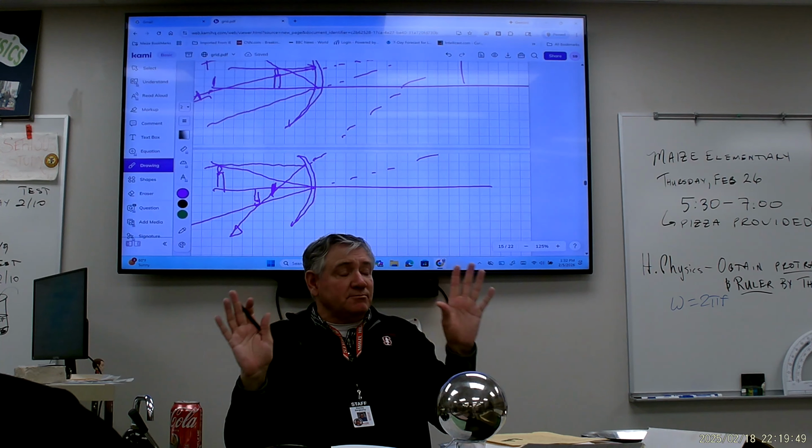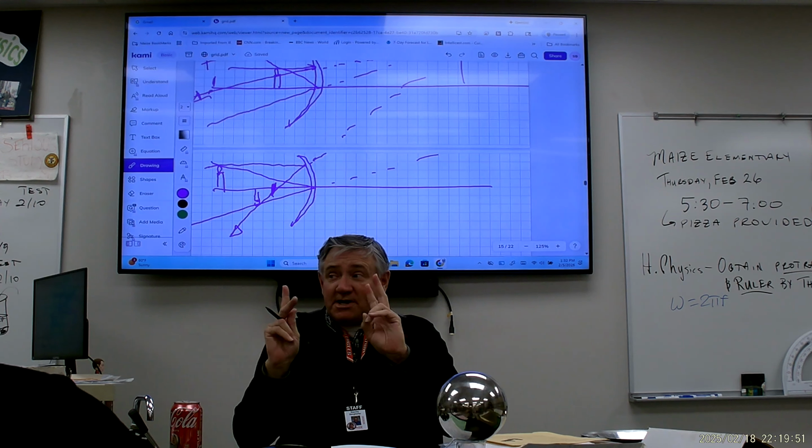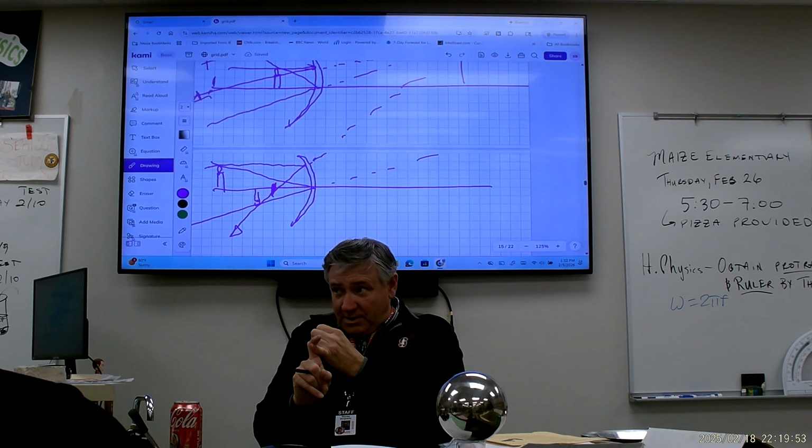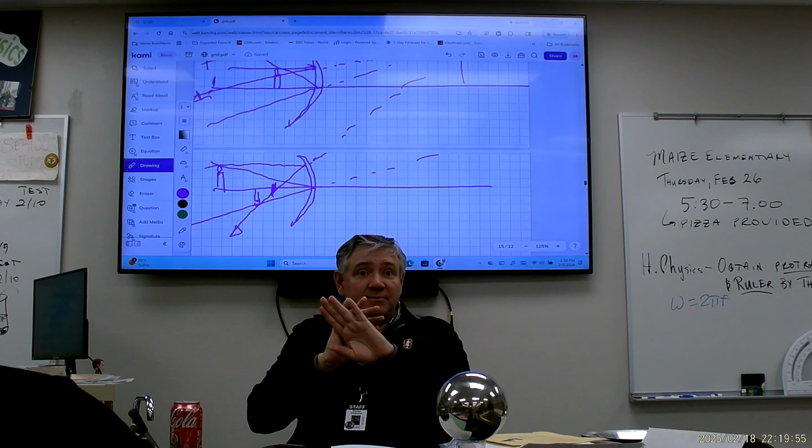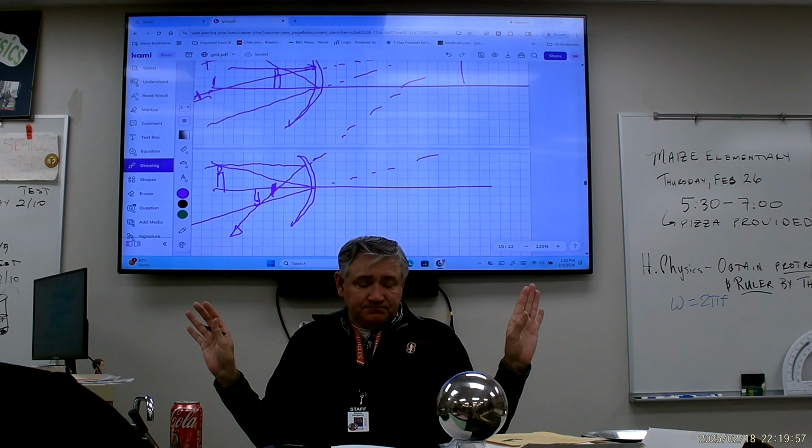That gives you the most trouble right there. You can have straight concave mirrors in two scenarios, cool deal.